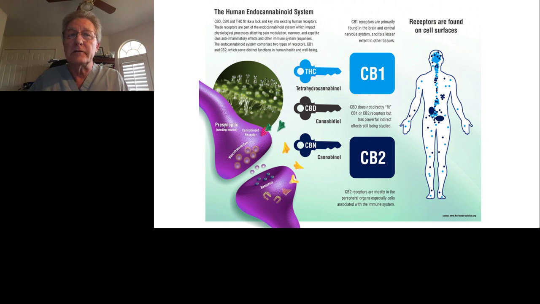There are many more receptors that exist in the body, including the GPR 55, 119, TRPV1, and most of those physiologic functions are still being discovered today. On this slide, you can see THC, which locks into the receptor CB1, and CBN, which locks into the receptor CB2.